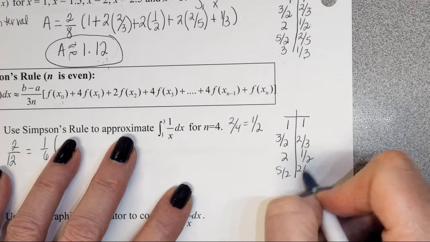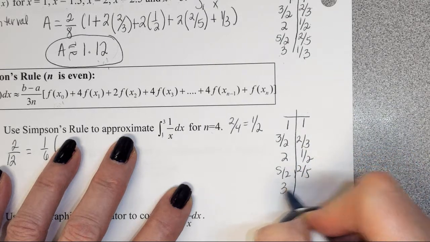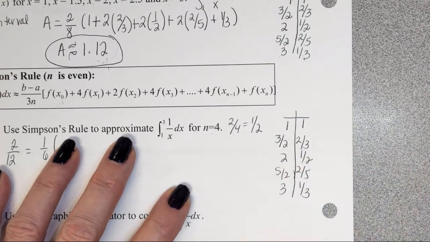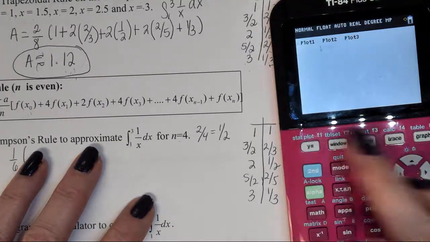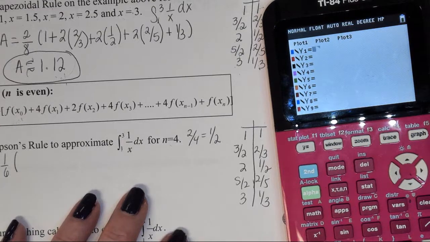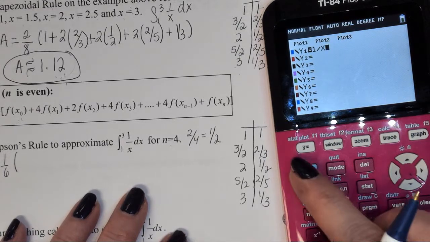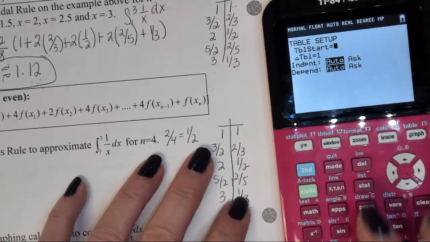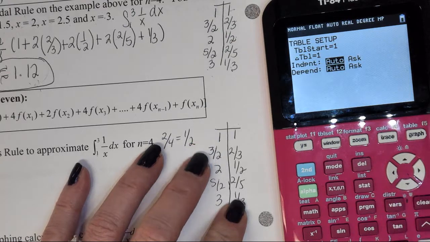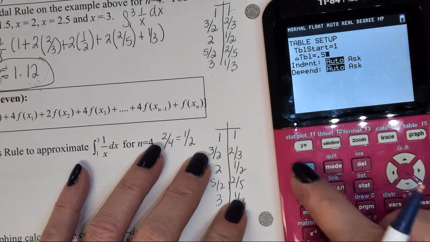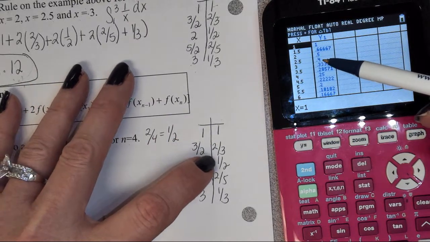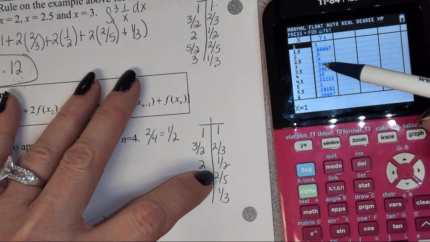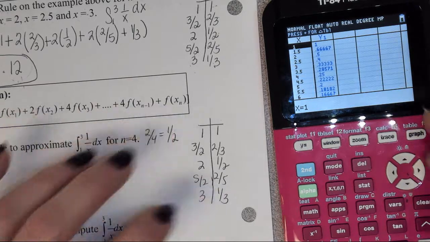What if I couldn't come up with this chart on my own? What else could you do? Yeah, your calculator would come up with this chart for you. Watch. I can put this function in. I can go to my table setup. I want to start at 1. I want it to go by 1/2. And it'll give me all these values: 1, 2/3, 1/2, 2/5 is 0.4, 1/3. Okay?